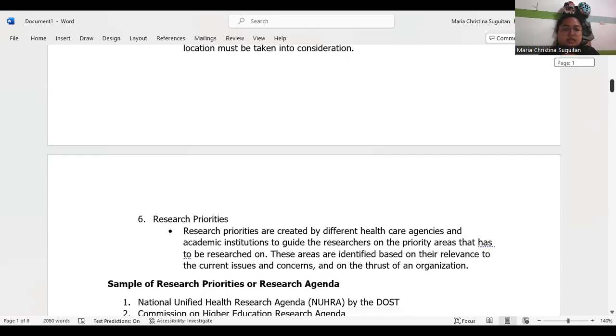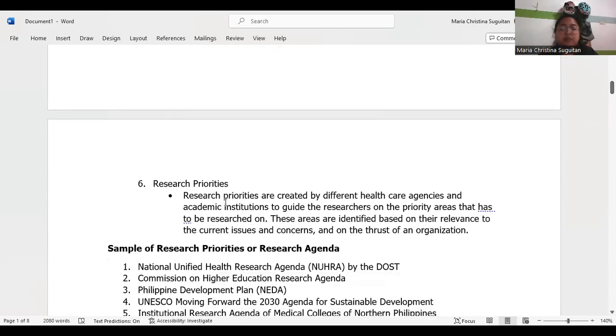And then next, we have the research priorities. Lahat naman priority. No, sabi dito, research priorities are created by different healthcare agencies and academic institutions. So, hindi lang po sa hospitals, community nagkakaroon, sa school din on how we give the right research, right, since iba na kasi generation eh.